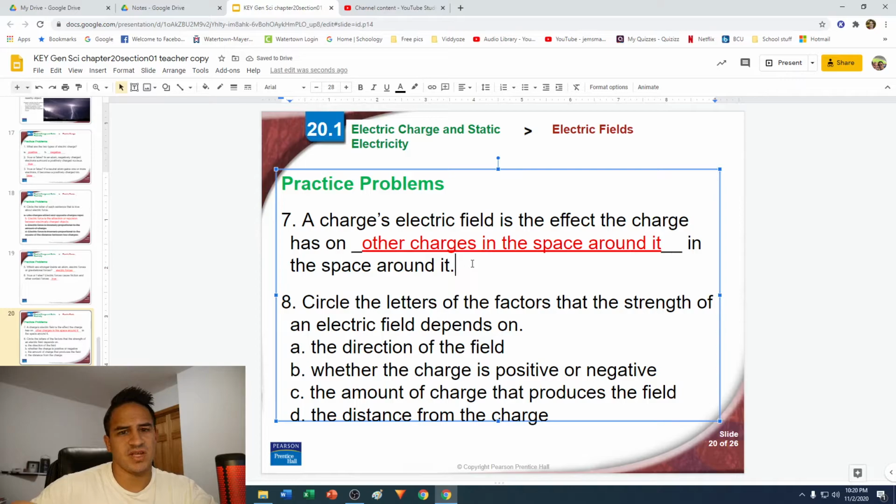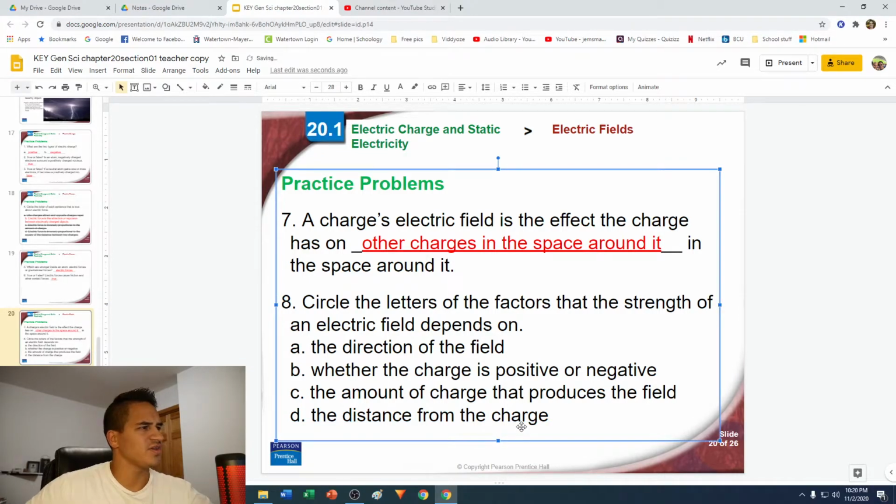So this is just the effect that a charge would have if another charge came nearby, whether it would repel it or attract it. That's what the electric field will determine. Number 8 says, circle the letters of the factors that the strength of an electric field depends on. So it basically says circle the things that will affect the strength of an electric field.